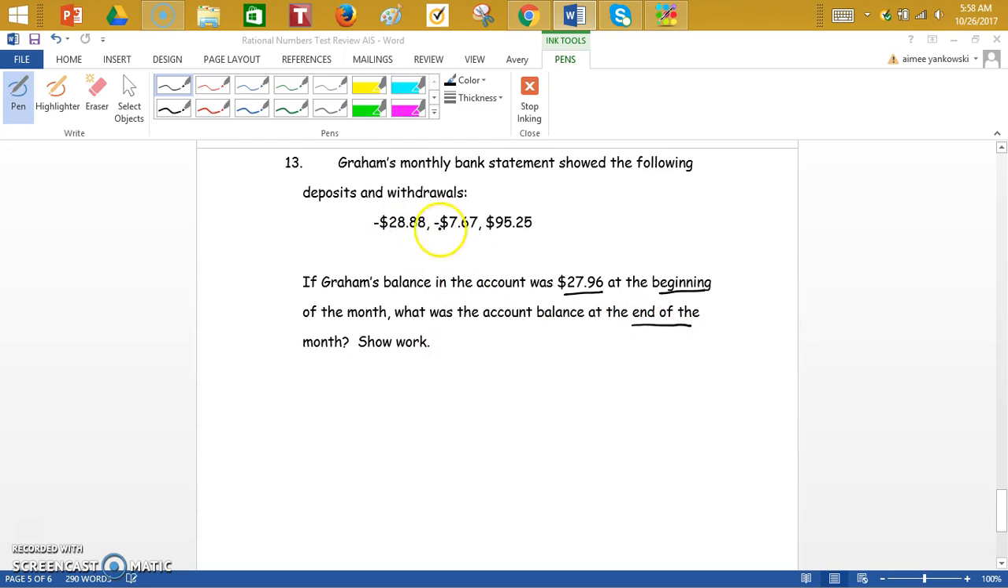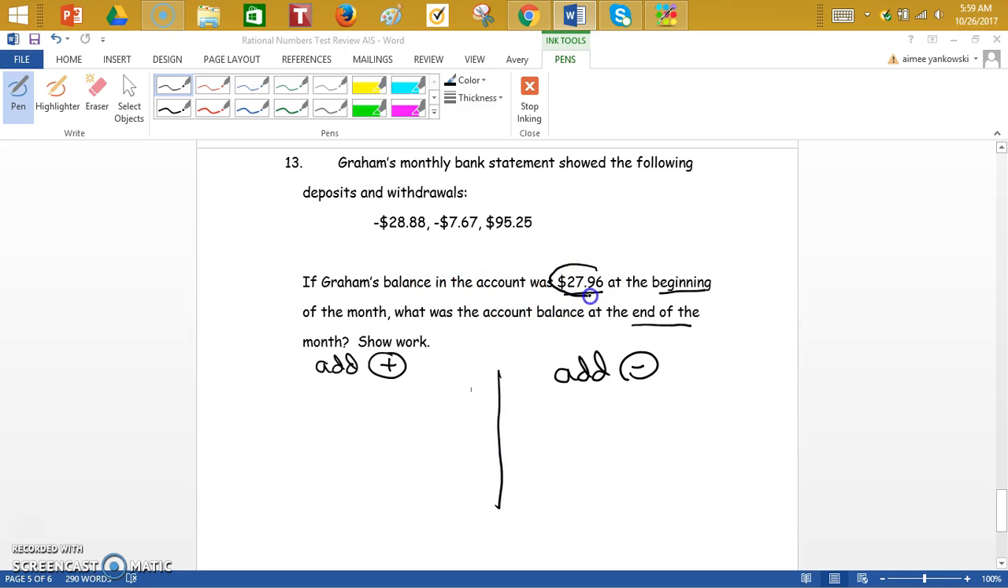Okay, so all they really want you to do is combine all of these decimals to figure out how much money he has left at the end of the month. Lots of ways to go about this, but what I choose to do is combine my positives and, in a separate spot, combine my negatives. So I'm going to add up my positives, add up my negatives, and then in my last step, I'll combine the two.